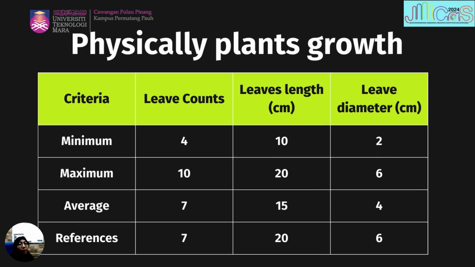Now we turn to the results. For the physical plant growth, we show the minimum, maximum, and average, and also compare with the references. For the leaf count, what we got is similar to the reference, with an average of around 7. But the leaf length and leaf diameter are less than the reference: the leaf length is less by 5 centimeters, and the leaf diameter differs by 2 centimeters.